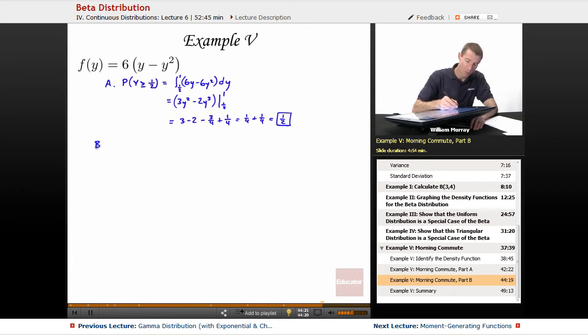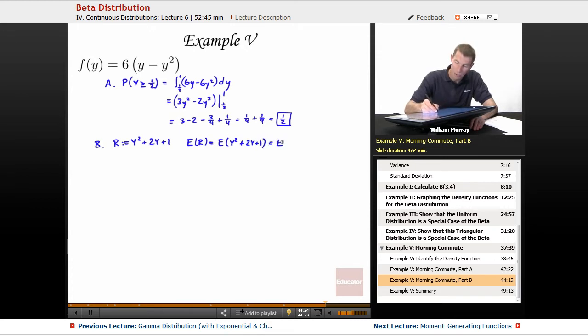For part B, we had this rage level. Your rage level was r equals y squared plus 2y plus 1. And what we wanted to calculate there was your expected rage level. How angry are you expected to be when you get to work? So what we're going to use heavily here is linearity of expectation. The expected value of r is the expected value of y squared plus 2y plus 1. But that's equal to the expected value of y squared, this is using linearity now, plus 2 times the expected value of y plus the expected value of 1, but the expected value of 1 is just going to be 1.